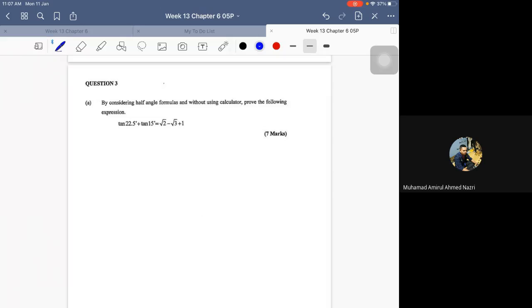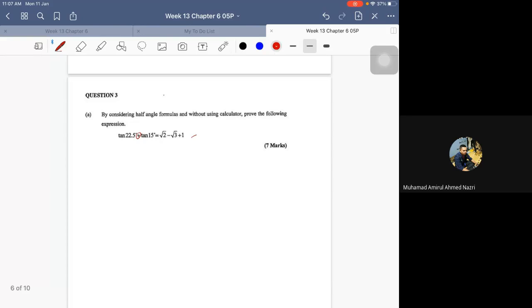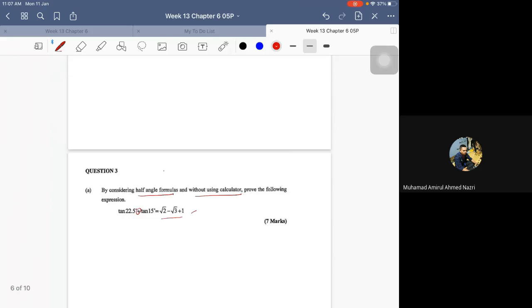Sebabnya bila I tengok balik soalan ni, I baru perasan dia lebih kurang sama dengan tadi. Cuma yang tadi dia tangent 22.5 tolak kan. Soalan ni tahun ni dia tukar tambah. That's it. That is the only difference. Yang ni you boleh try sendiri lah. So jawapan dia akan dalam bentuk square root 2 tolak square root 3 tambah 1. So dia kata pakai half angle formula sama juga macam tadi and without using calculator. So boleh modify dia, twist sikit je. Ni soalan semester yang berbeza.